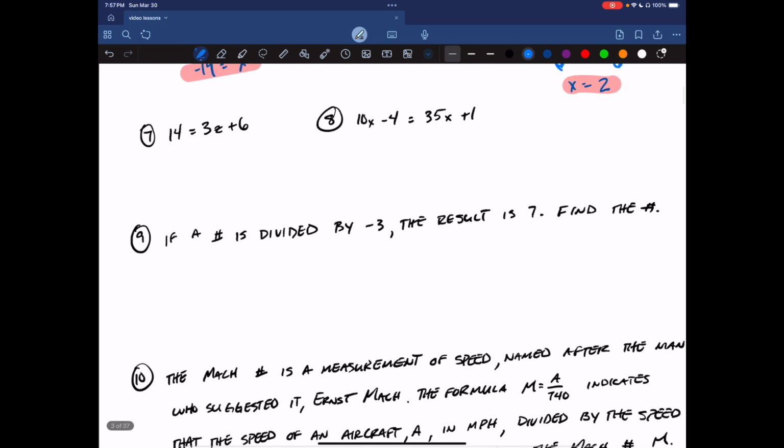Okay, moving right along. On number 7, move the 6 first. Negative 6. So that's going to be 3z. 14 minus 6 is 8. And you divide both sides by 3. Z equals 8 over 3.